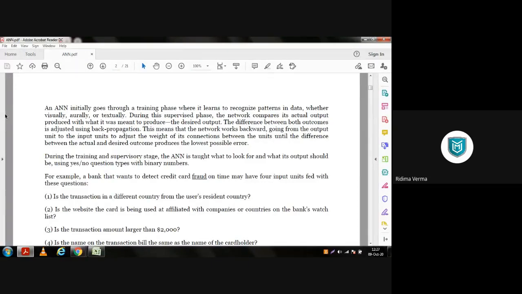The difference between both outcomes is adjusted using backpropagation. This means that the network works backwards, going from the output unit to the input units to adjust the weights of the connections between the units until the difference between the actual and desired outcomes produces the lowest possible error.